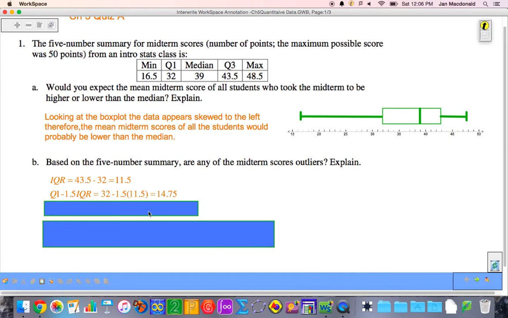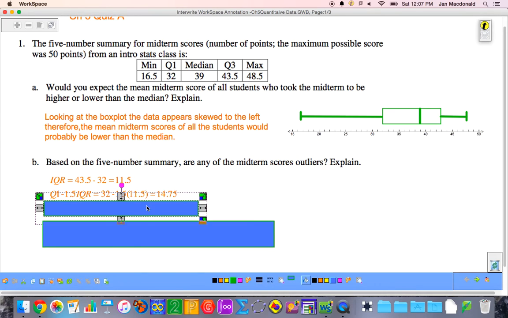In order to find the lower fence, it's Q1 minus 1.5 times the IQR. So Q1 was 32. Subtract 1.5 times the IQR. That's 14.75. That's called our lower fence. And our lower fence is 14.75, so anything below that would be considered an outlier. 16.5 is not below 14.75, so we have no small outliers.